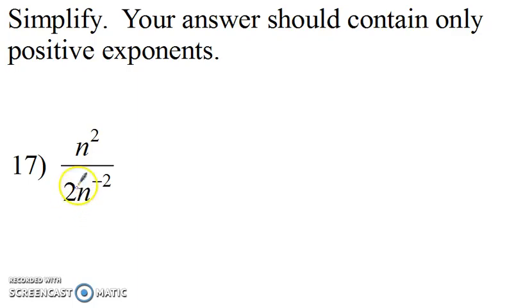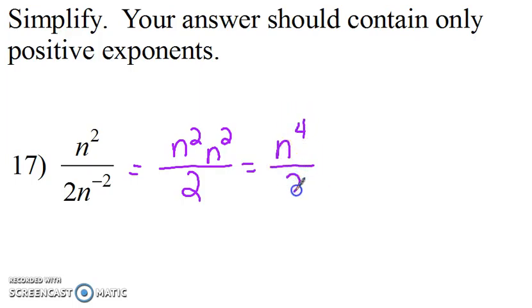This one, we have a negative on the bottom. It needs to move to the top. This 2 does not have a negative, so it stays on the bottom. So we have n to the 4th on top and 2 on the bottom.